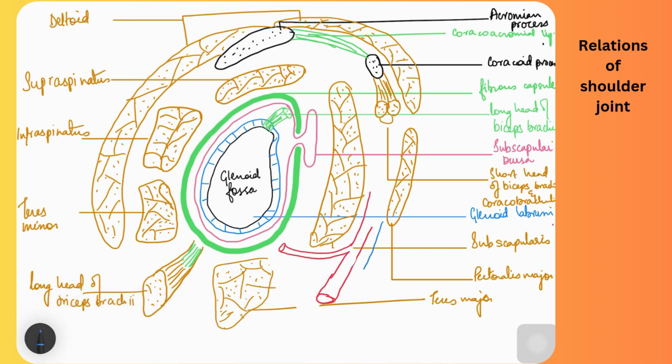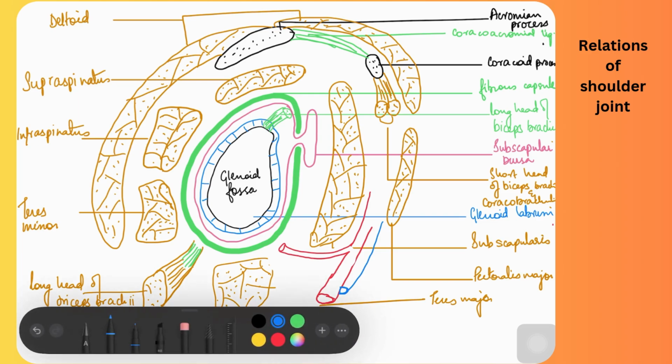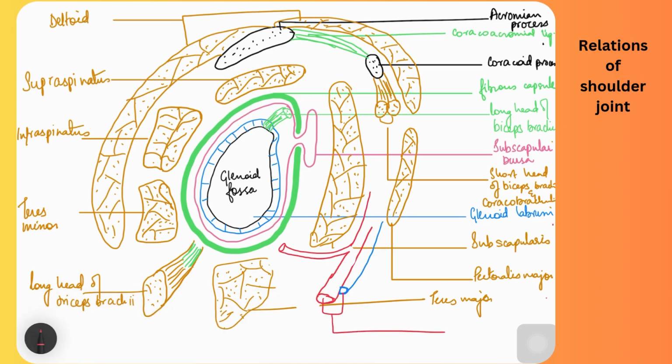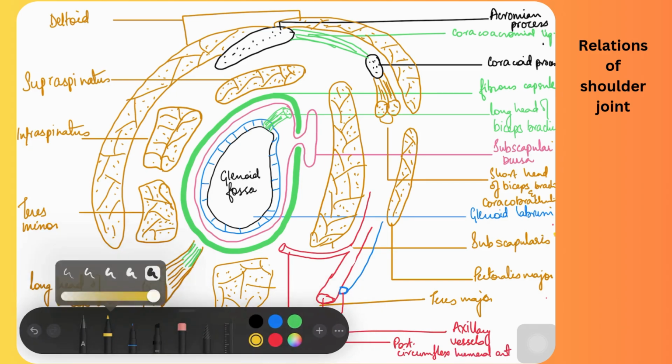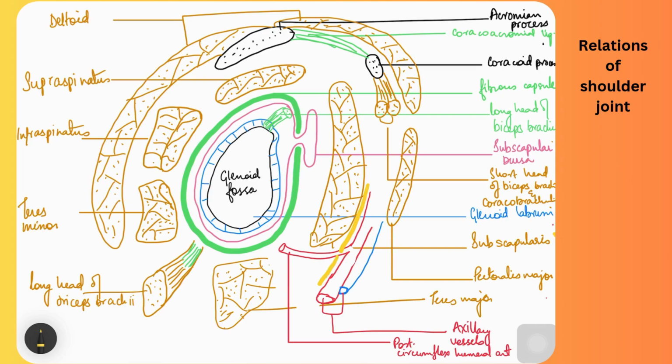posterior cord of the brachial plexus, which I will now be drawing in yellow, and the branch is the axillary nerve. So, important inferior relations of shoulder joint are the axillary nerve and the posterior circumflex humeral vessels.